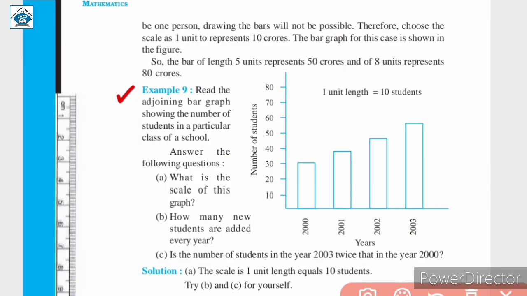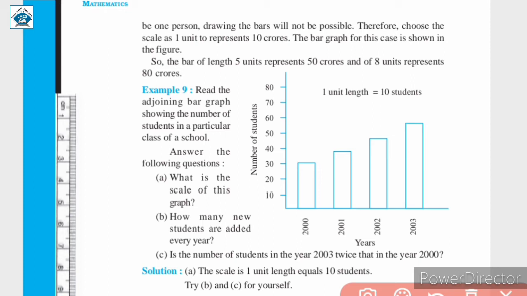Let us now consider an example. Read the adjoining bar graph showing the number of students in a particular class of a school. Answer the following questions. So in the adjoining figure, we are given a bar graph. Here this represents years and the number of students in a particular school. Here you can see the scale is 1 unit length is equal to 10 students. So for the year 2000, the number of students is equal to 30. For the year 2001, we are given the number of students is equal to 40.